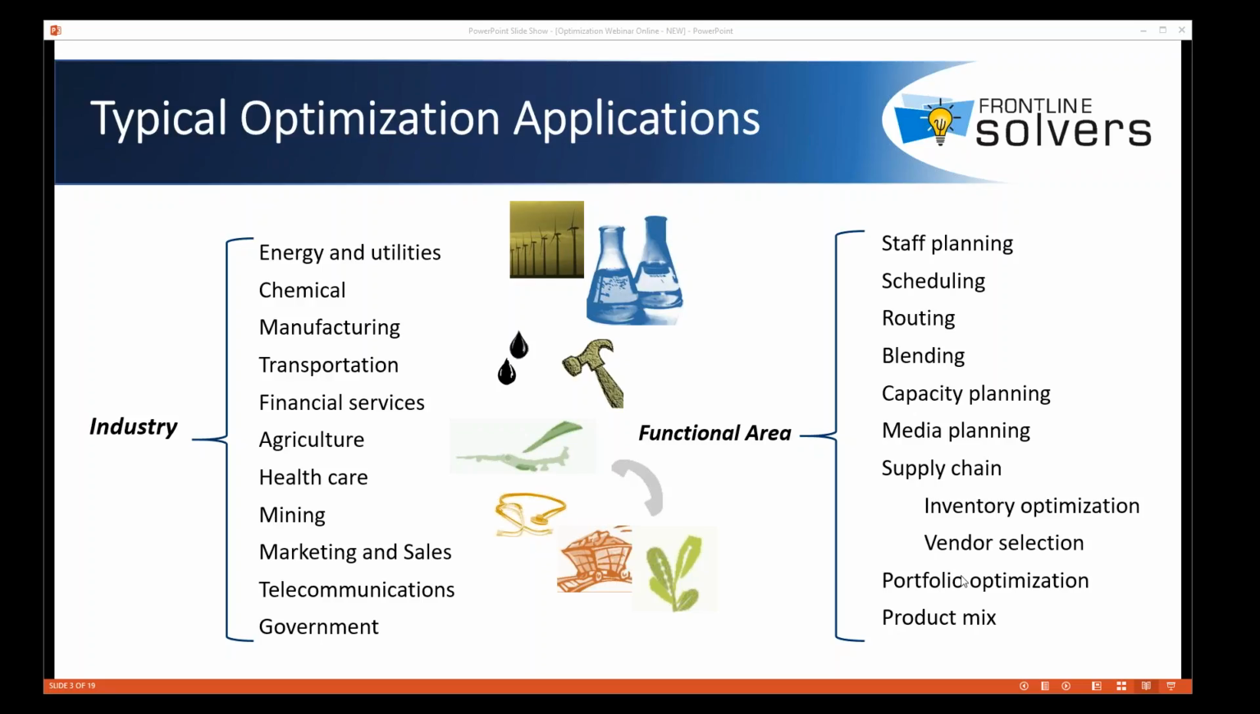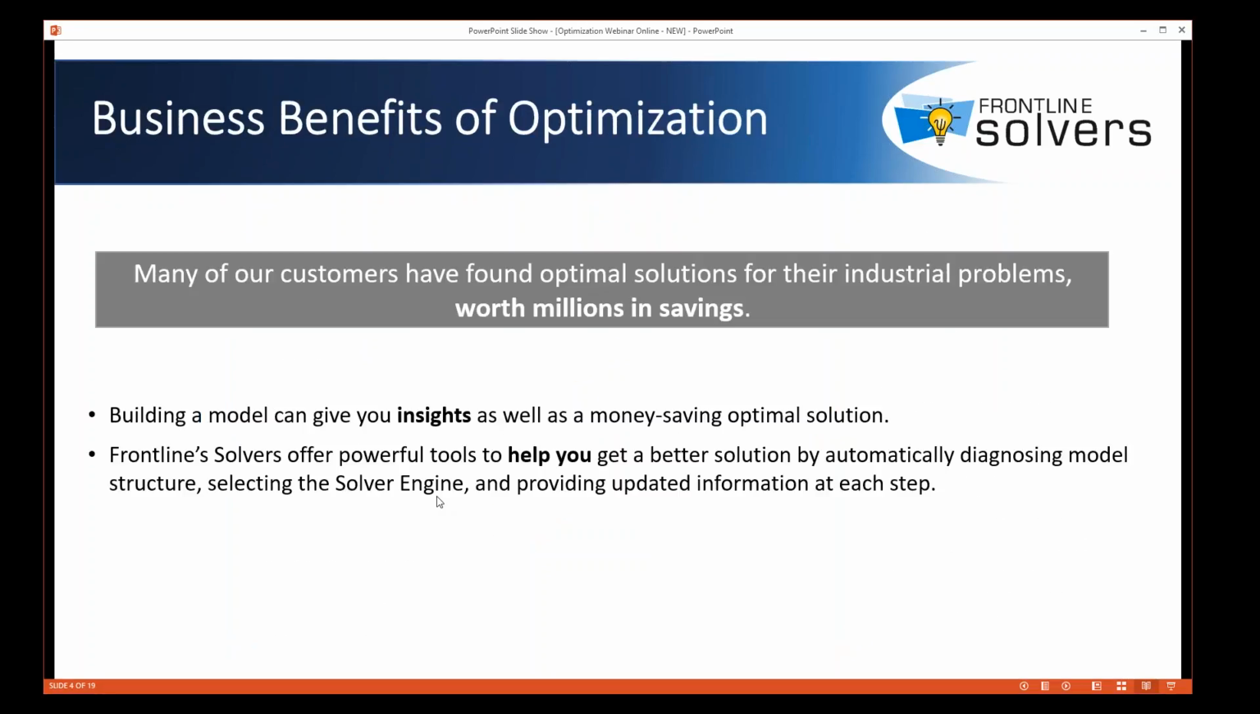As we all know, optimization applications are widely used across many industries and functional areas. These are just some of the examples: energy and utilities, chemical, manufacturing, transportation. Furthermore, we would like you to know that many of our customers have found optimal solutions for their large-scale industrial problems that have saved them millions. This is because building a model can give you insights and also a money-saving optimal solution.